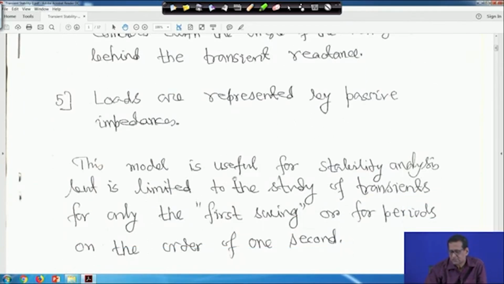This model is useful for stability analysis, but is limited to the study of transients for only the first swing or for periods on the order of 1 second, maximum.